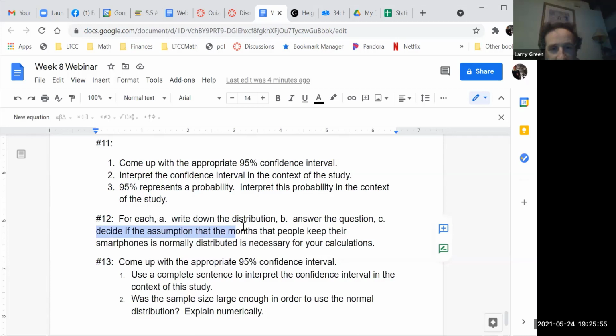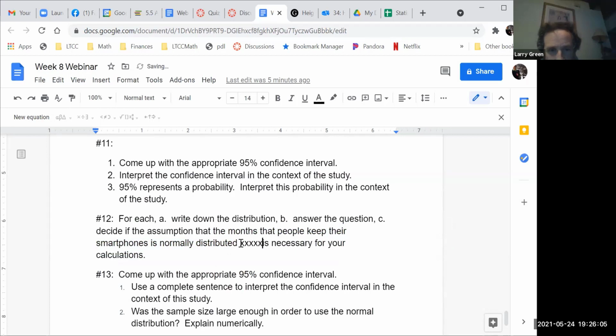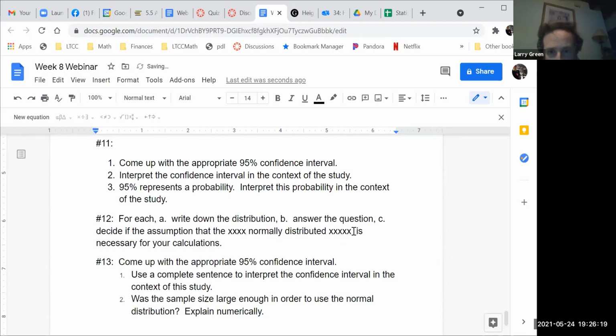And part C is, oh, you know what? Sorry about that. That was from last year. Let me put XXX. Okay. Determine if the assumption that, whoops. That one's XXX. That the assumption that whatever it was, and again, depends on which test you take. What I had was last year's, but the assumption that XXXX is normally distributed is necessary for your calculations.